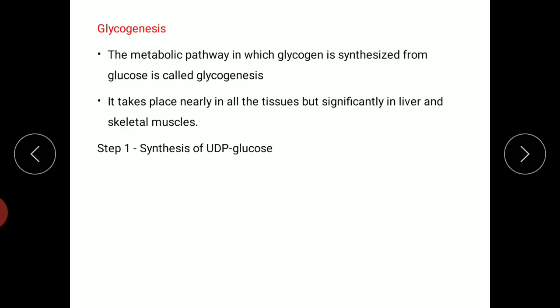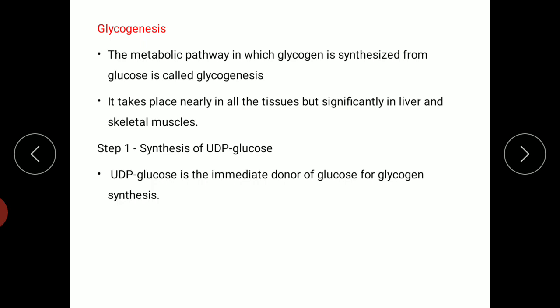Step 1 is synthesis of UDP glucose. We call it the activated form of glucose. Glucose as such cannot be taken for synthesizing glycogen. It is converted into UDP glucose. UDP glucose is the immediate donor of glucose for glycogen synthesis.